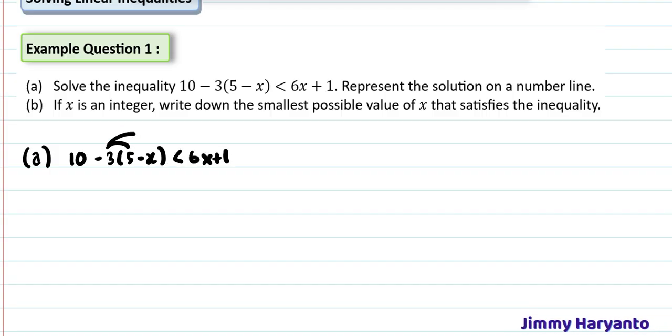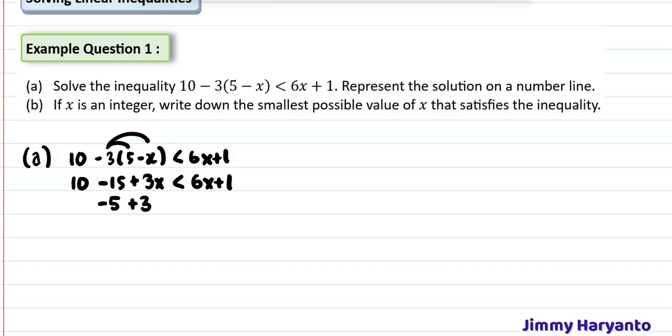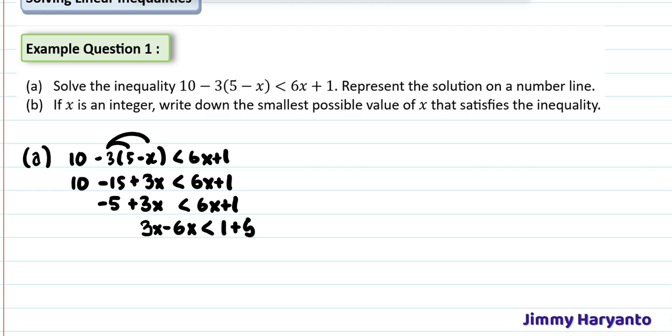Okay, and then I will multiply this. So you have 10 minus 15 plus 3x, and then less than 6x plus 1. In inequality, you better move the x to the left hand side. You better isolate the x in the left hand side. That means this one is negative 5 plus 3x less than 6x plus 1. And then I will move the 6x to the left hand side, so you'll have 3x minus 6x less than 1 plus 5.